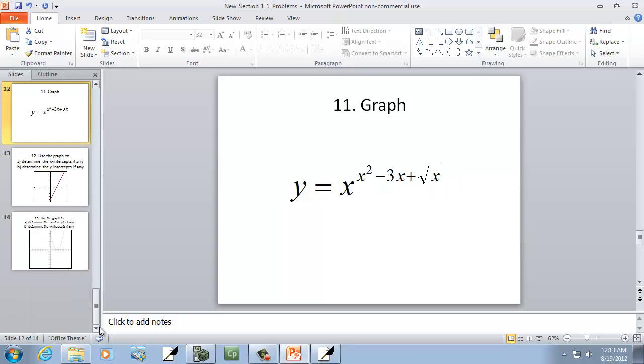Okay, now let's take a look at a problem. And this is typically a type I put on the first test. I put something on there such that you have to use your graphing calculator for. I do not want you to plot points.